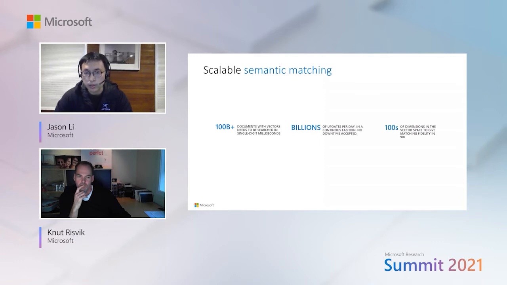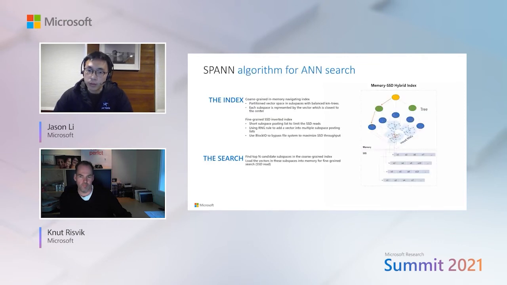The search with this gigantic vector dataset needs to complete in single-digit milliseconds. And every day, we need to change tens of billions of vectors without downtime. So how could we achieve that? We build a hybrid memory and SSD index we call SPANN index.